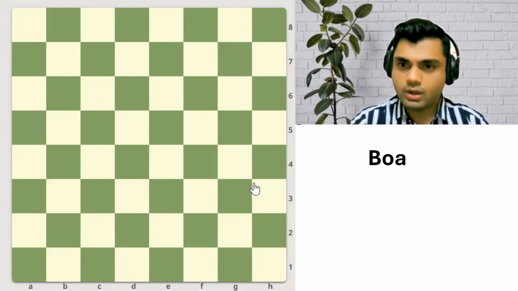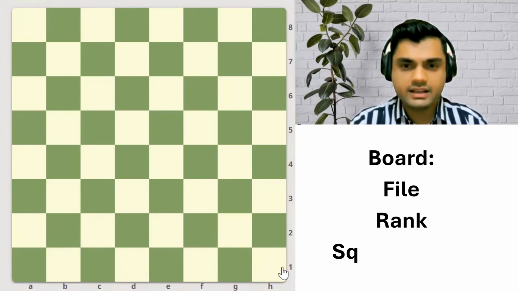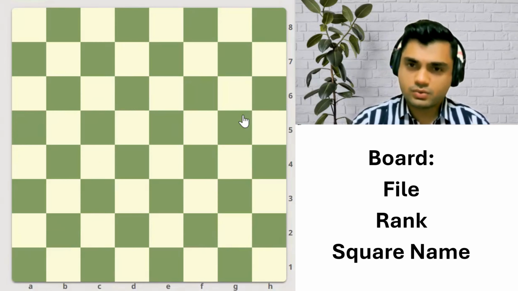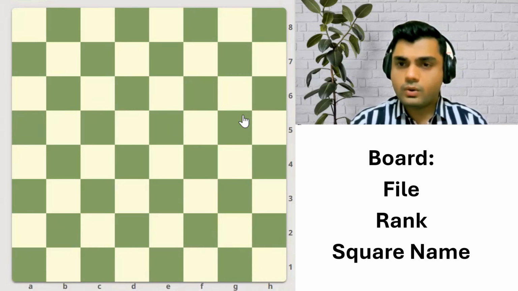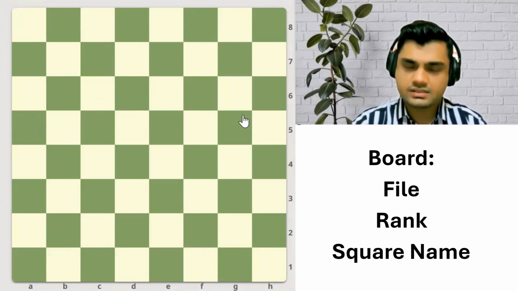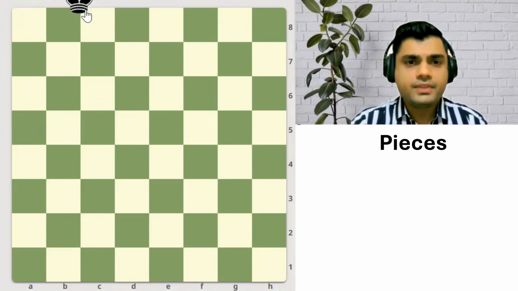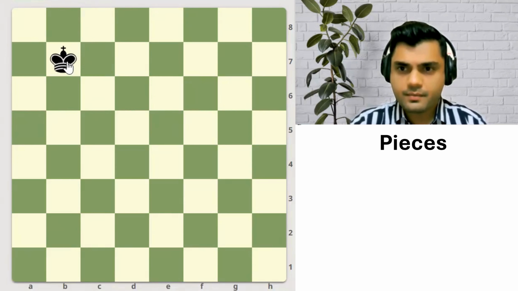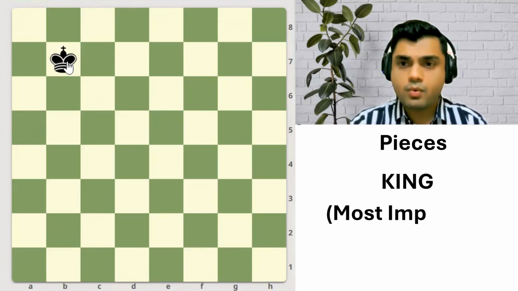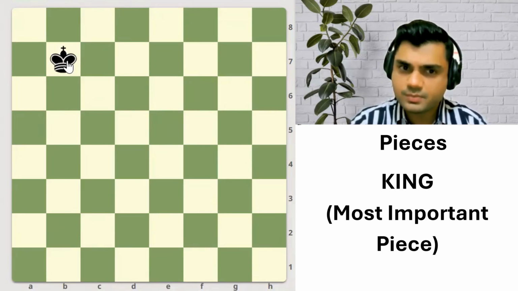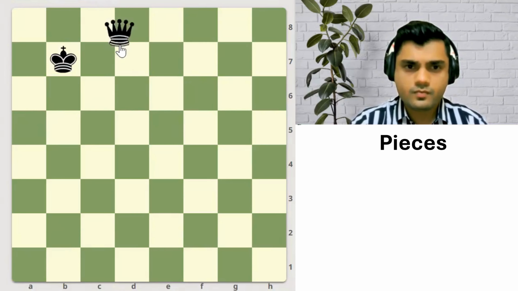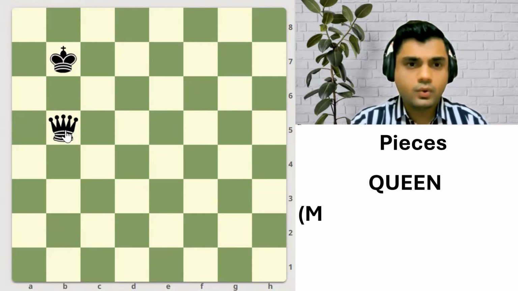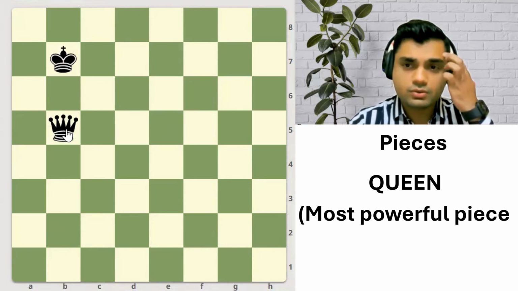So that was all about the board. In the board we learned about the files, ranks and the squares' names. Now let's move on to the pieces. This is king. King is the most important piece on the chessboard. This is queen. Queen is the most powerful piece on the chessboard.